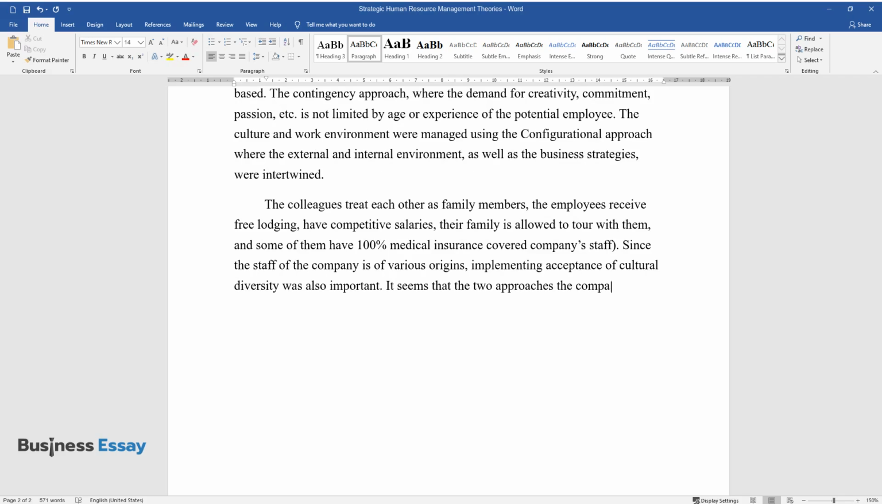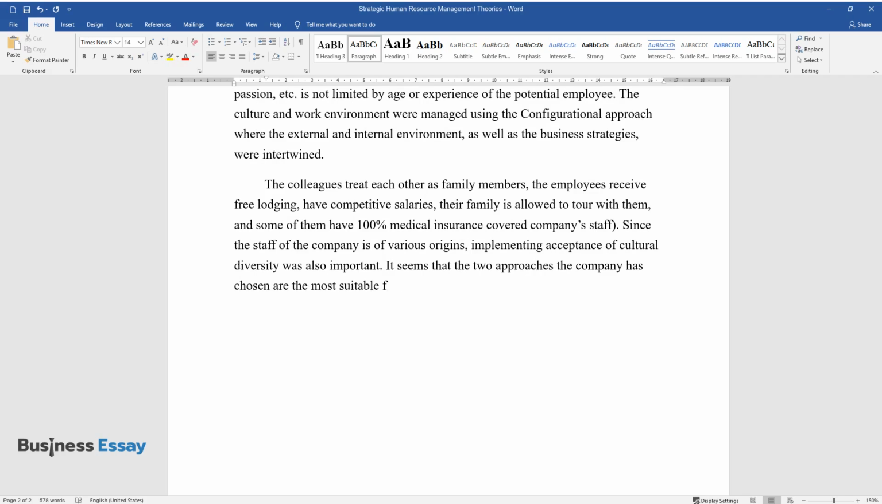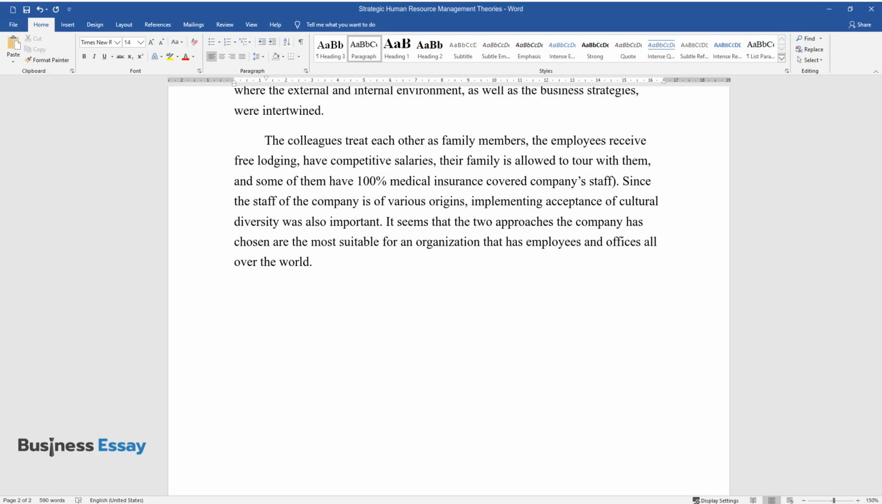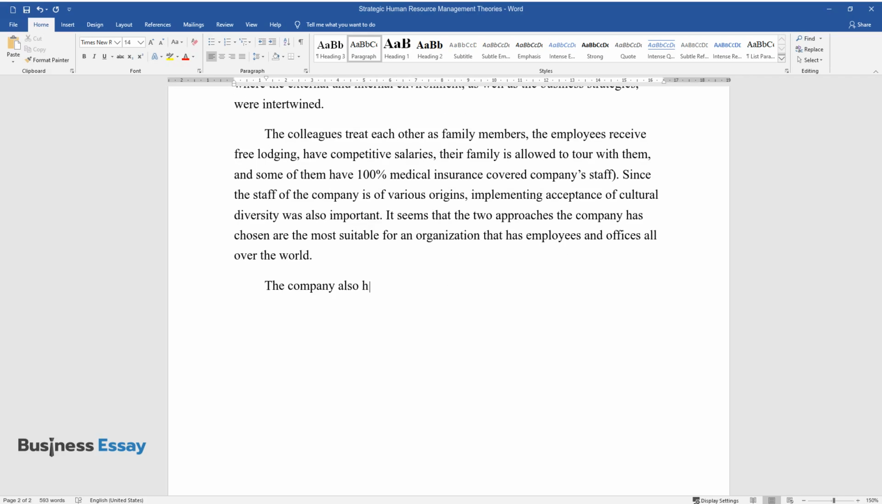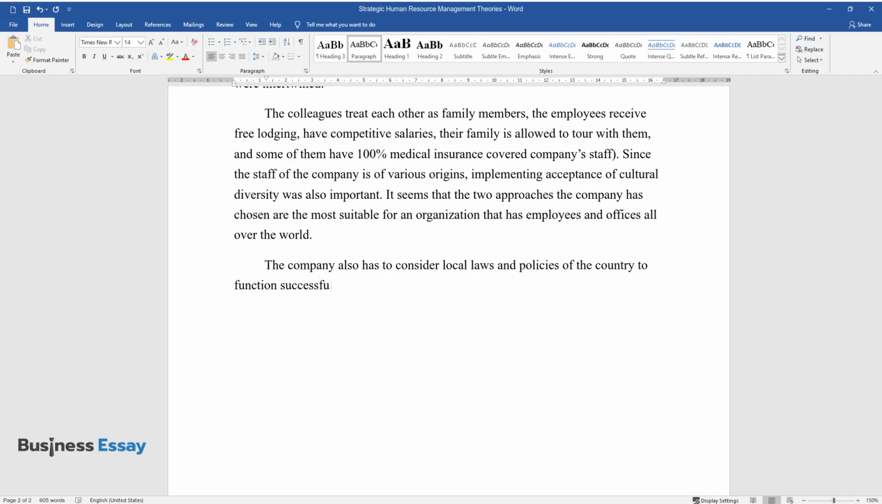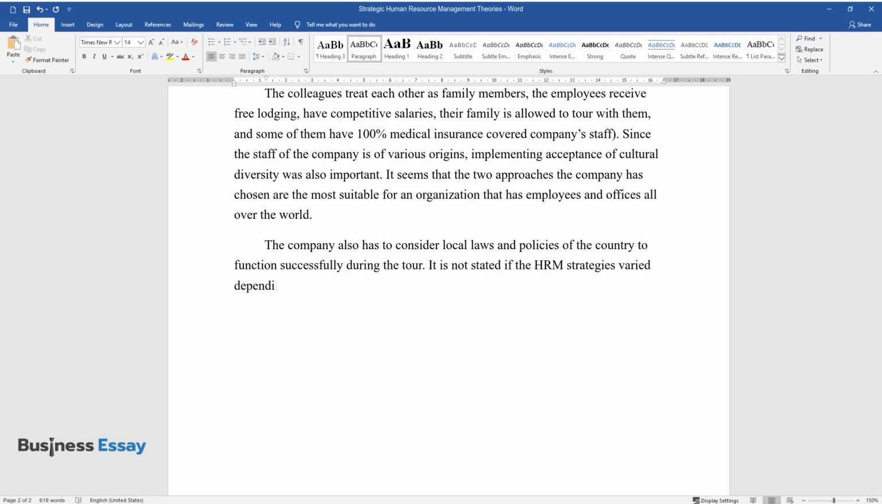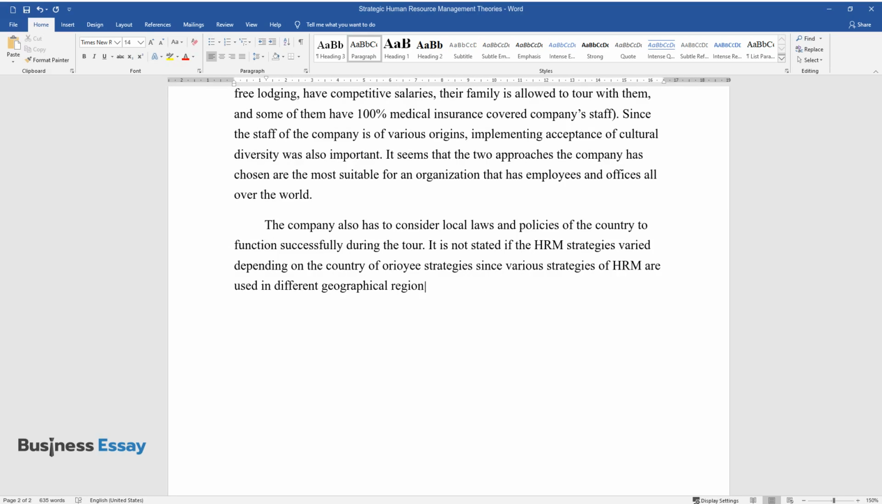It seems that the two approaches the company has chosen are the most suitable for an organization that has employees and offices all over the world. The company also has to consider local laws and policies of the country to function successfully during the tour. It is not stated if the HRM strategies varied depending on the country, since various strategies of HRM are used in different geographical regions.